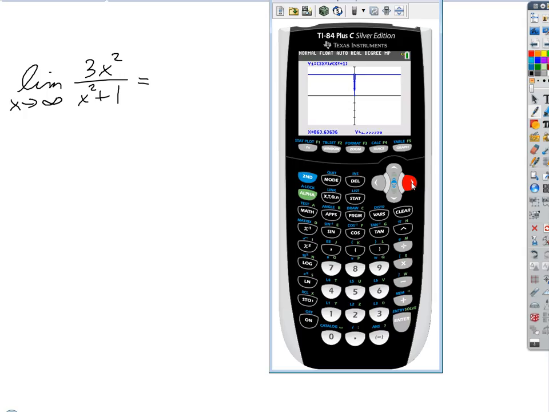Is it ever going to get there? The answer to that is no, it's not going to. And we know that because of that +1, that's why.